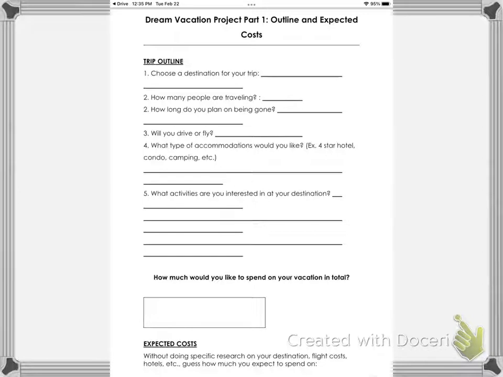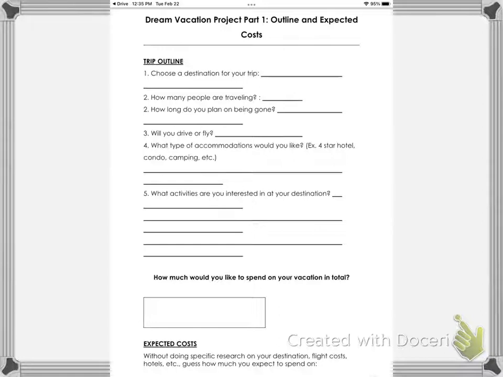What type of accommodations would you like? So you want a 4-star hotel? Are you going to look at a condo? We now have Airbnbs. Is this some type of trip where you could go camping? What activities are you interested in at your destination? Now remember, all these things are done without any research just yet. We're just kind of getting our thoughts out there. So think about where you're going and what these places might possibly be.